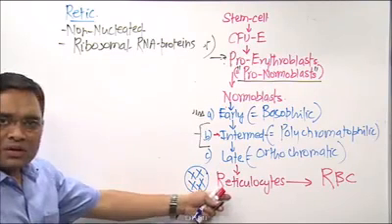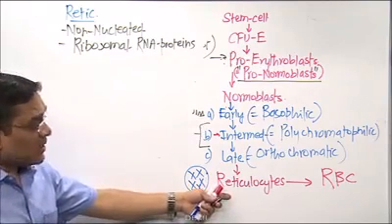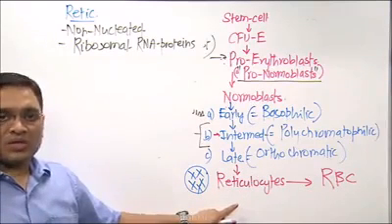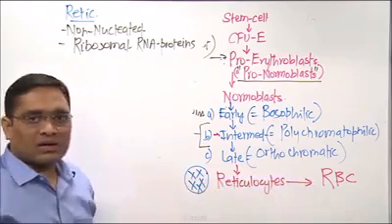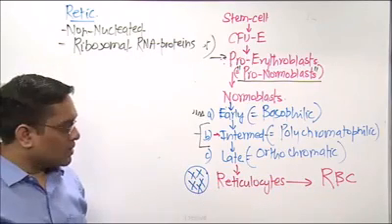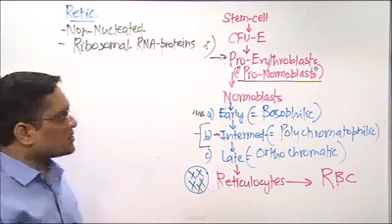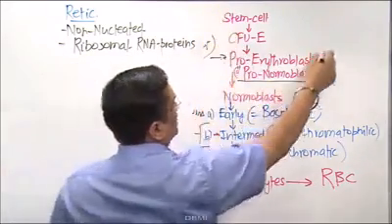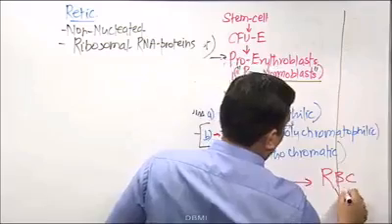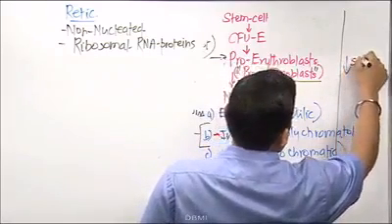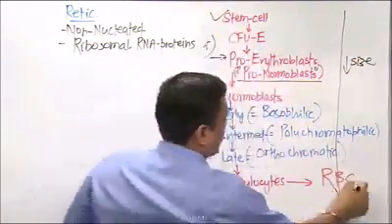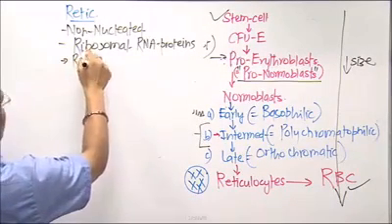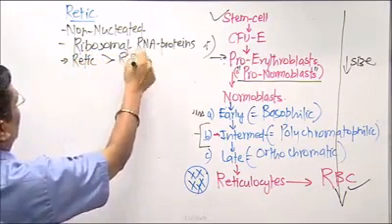There was a question: is a reticulocyte larger than an RBC or smaller than an RBC? What do you say? The answer is that reticulocytes are larger. This is the order of decreasing size. The largest cell is the stem cell, the smallest cell is the RBC. So remember, a reticulocyte is larger than an RBC.